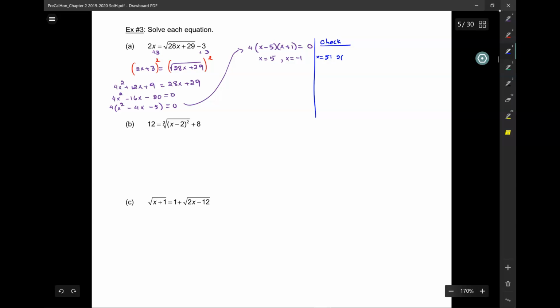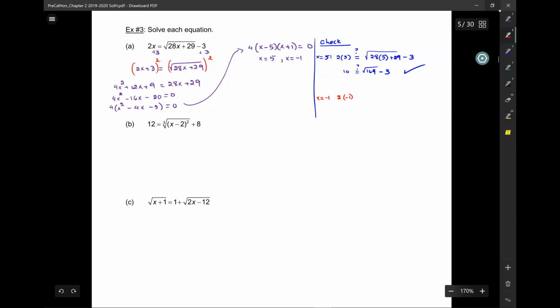So let's see. Is 2 times 5 equal to the square root of 28 times 5 plus 29 minus 3? And so is 10 equal to, this will be the square root of 169 minus 3. So yes, that works. Okay. Now let's check x equals negative 1.